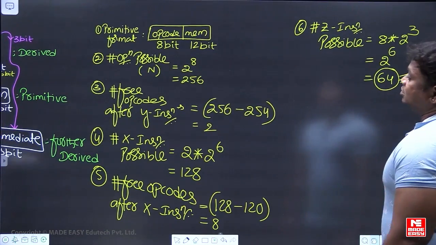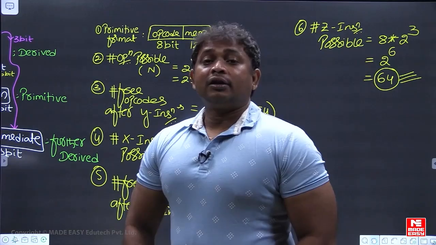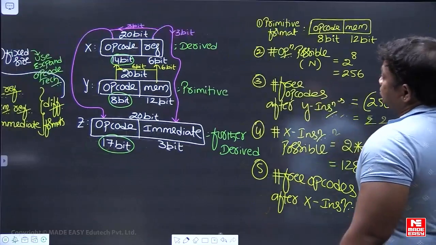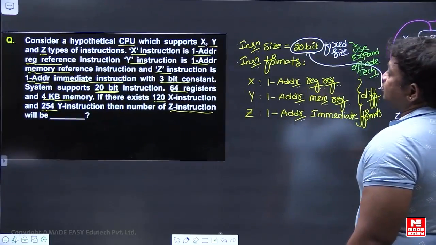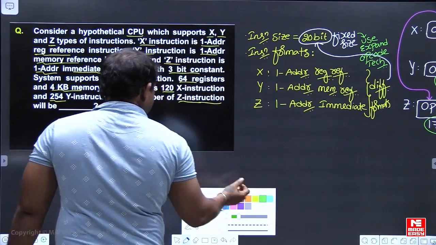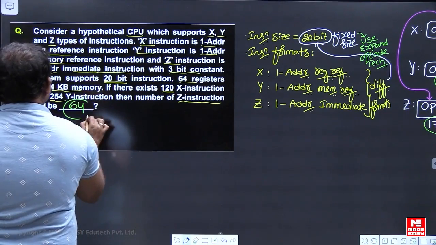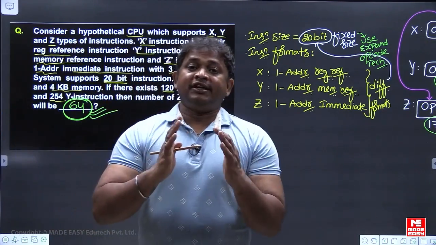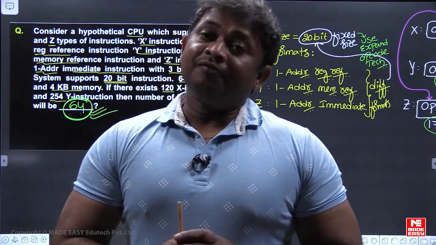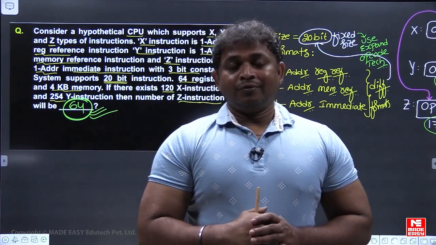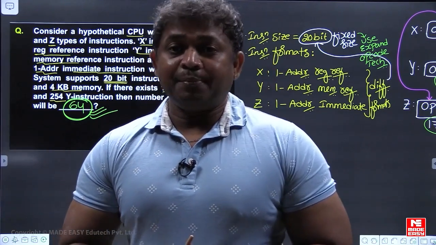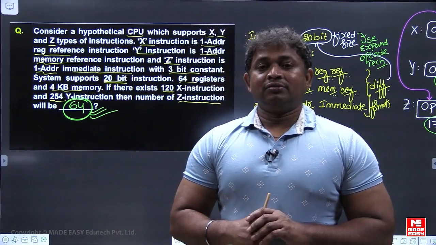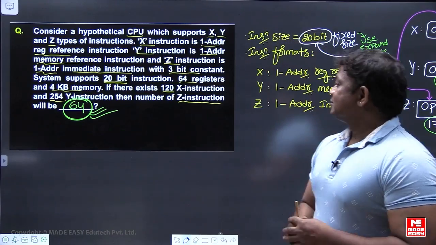I ask you to solve this question along with me in parallel. Correct? So how many of you have the answer matching? Please respond. This is the question, and that is the analysis. So the number of Z type instructions possible in the system is 64. 64 Z type instructions are possible in the system after implementation of 254 Y type instructions and 120 X type instructions. This is the expand opcode technique concept based question. Hope you understand, right? Very good.